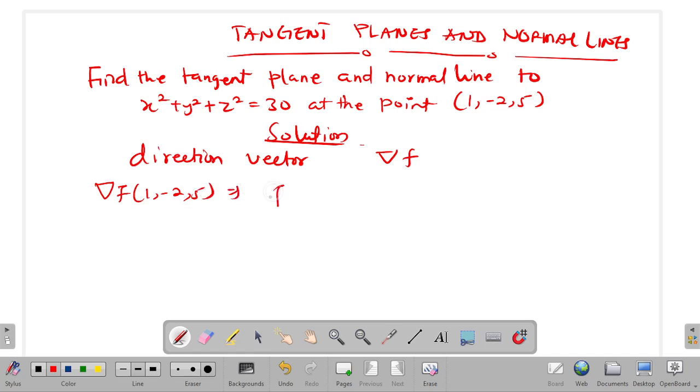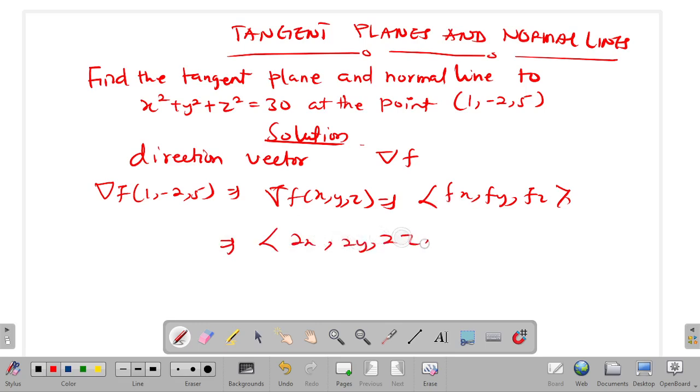First, let's find our gradient function at x, y, z. My gradient function will be fx, fy, fz. This is somewhat like the equation of a sphere. So we end up getting fx equal to 2x, fy equal to 2y, and fz equal to 2z. Once you have this, you are good to go.